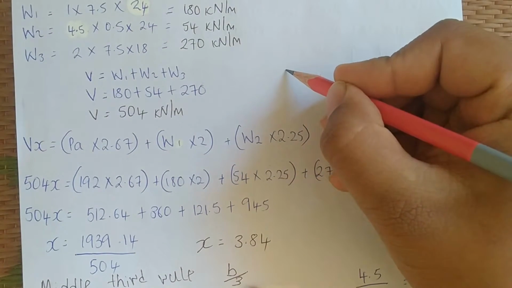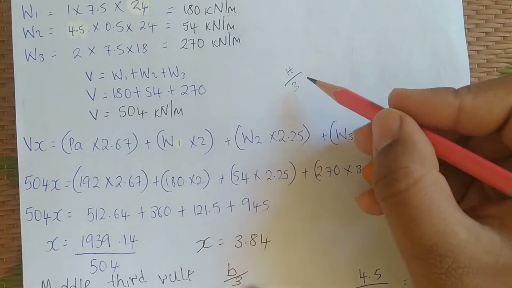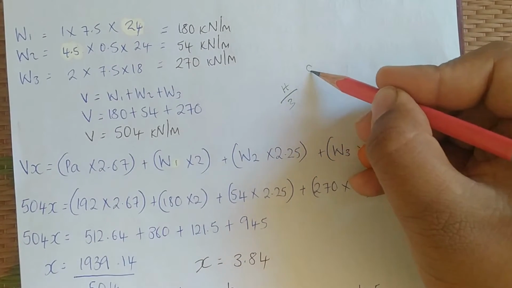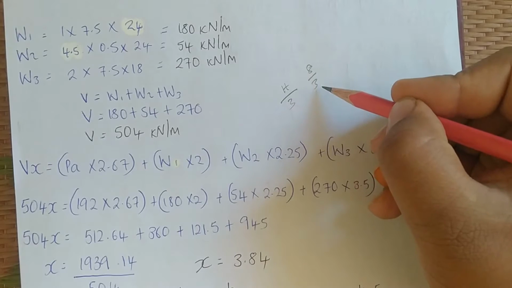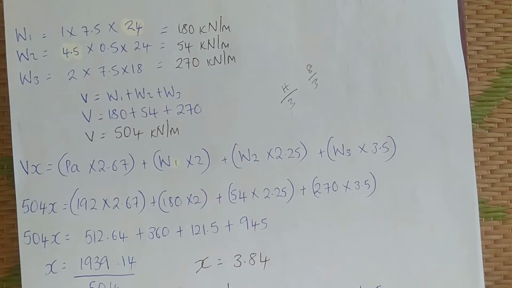And then when you want to get the height where the active pressure is acting, you will divide the height all over 3. So the total height that we have is 8 all over 3. So when you divide 8 all over 3, you'll get your answer as 2.67.